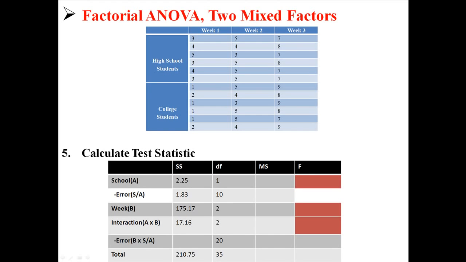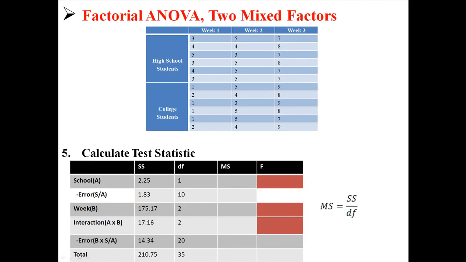And now we put that in the equation. So now we're just missing one thing. We're missing the other error term sum of squares, but that's easy for us to find. We just get 14.34 because we take the total and subtract everything else that we have. We take 210.75 minus sum of squares school, minus sum of squares error for school, minus sum of squares week, minus sum of squares interaction, and all that's left over has to be our sum of squares error for the dependent factor, 14.34. So now we're almost done. We just have to find a few mean squares.